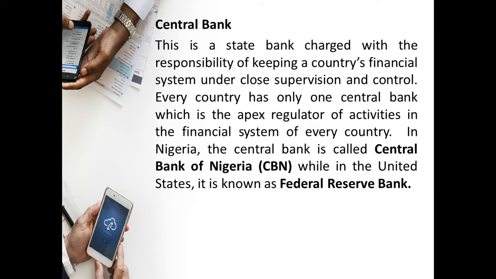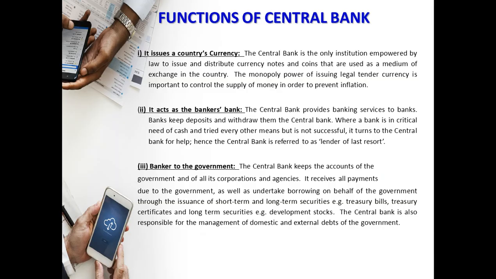Central bank. I've also told you more about central bank. The Apex Bank is called Central Bank of Nigeria, and in some countries like America, it's called the Federal Reserve Bank. They are the Apex Bank, the Bankers Bank. They supervise the activities of other banks in Nigeria. What are their functions? They issue the country's currency. They are the ones licensed and empowered to issue and distribute currency, either notes or coins. So they have the monopoly to do that.